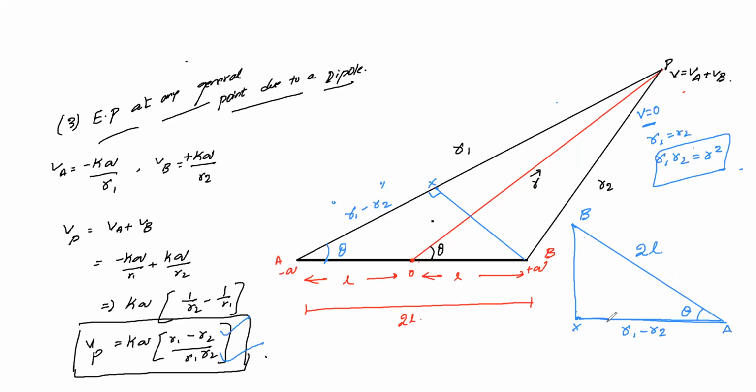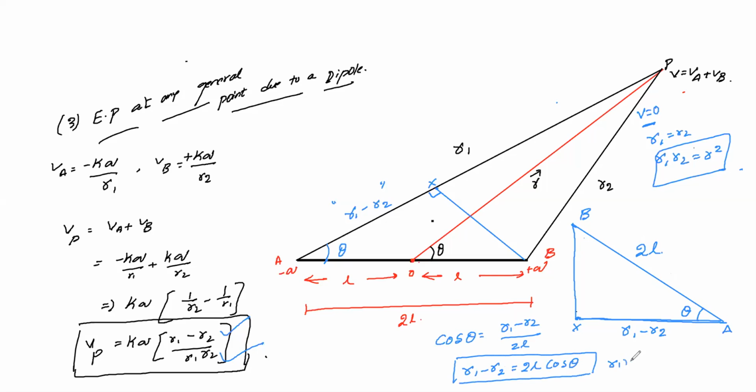So what we need to find? We need to find your displacement, that is your adjacent, R1 minus R2. For that, I'll take cos theta, because the opposite I don't know and I don't want the opposite. I need the adjacent. So cos theta is equal to R1 minus R2 by 2L. From this relation, R1 minus R2 is equal to 2L cos theta.